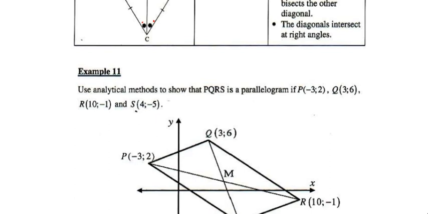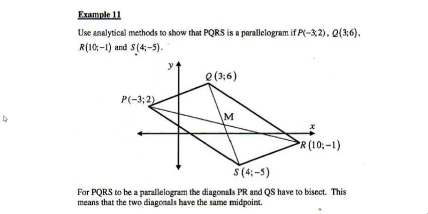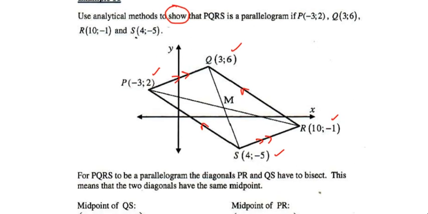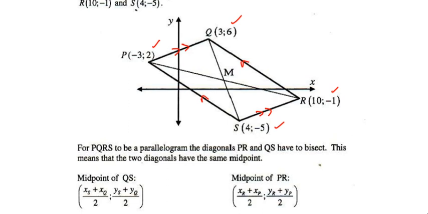And let's look at one worked example involving a parallelogram. It says use analytic geometry to show, read the instructions carefully, to show that PQRS is a parallelogram. Note they gave you the coordinates of all points, and you know that these two sides are parallel and these two sides are parallel to each other. The diagonals bisect each other. Try not to mark too many things on your diagram. It will complicate and confuse you basically.